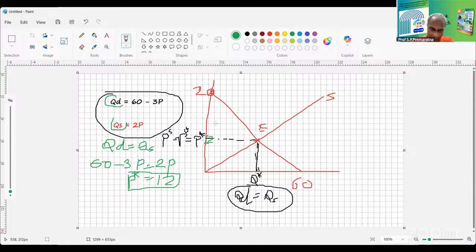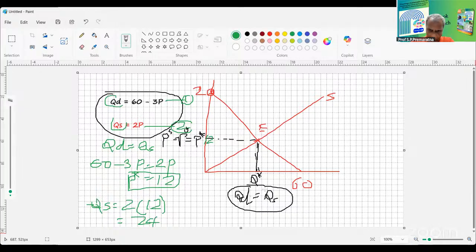Now, since we have this market price, either plug it into equation 1, that is the demand function, or plug it into equation 2, that is the supply function, and you can find the quantity. Here, I use the easy supply function, QS equals 2P. P is now 12, so you can predict the equilibrium output at that time: 24.